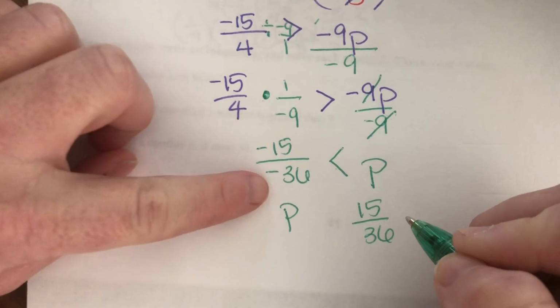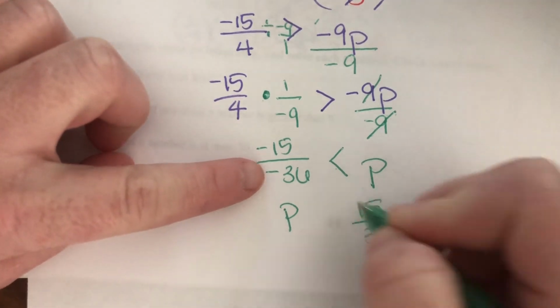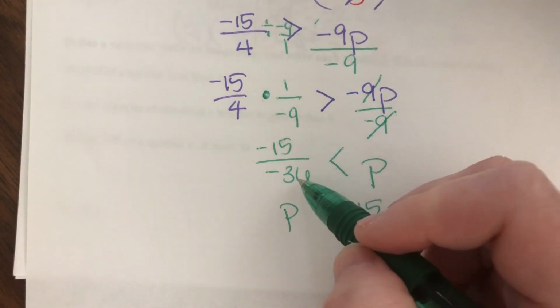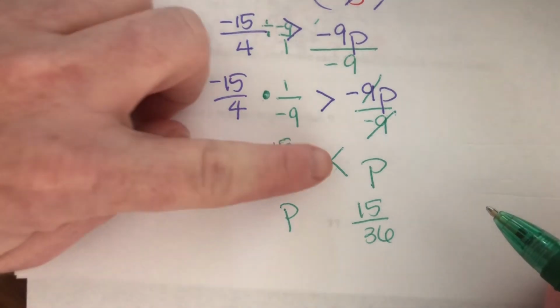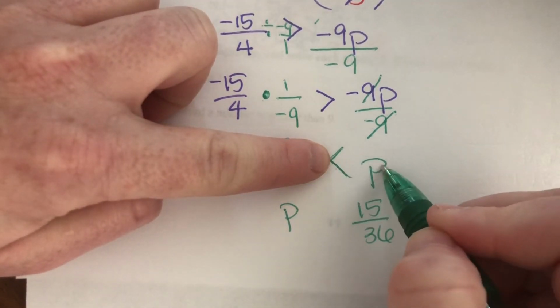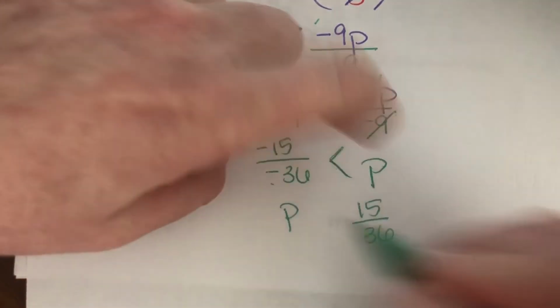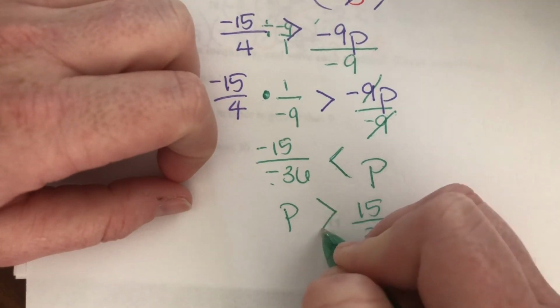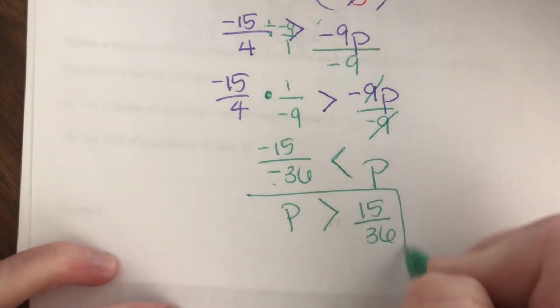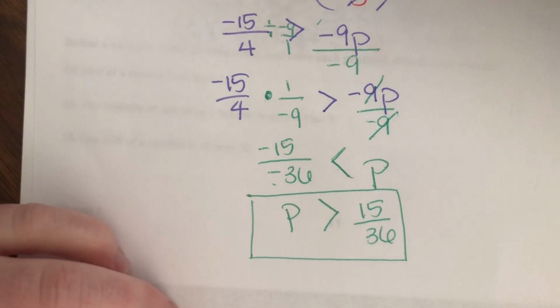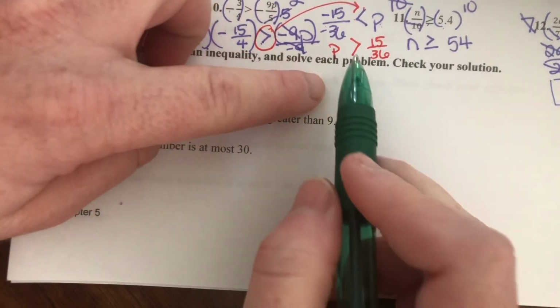Since they were both top and bottom negative, the whole thing becomes positive because a negative divided by a negative is positive. And since the mouth is open towards the p here, when I flip the p in the fraction, the mouth stays open towards the p. So this is the answer that you should have. I hope I didn't confuse everybody too much. That's what I did here in red.